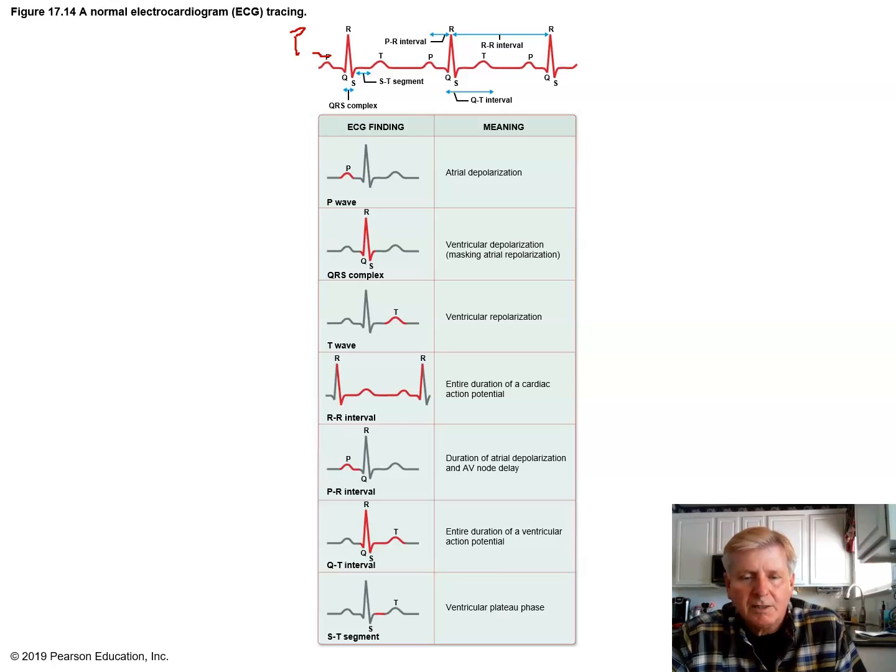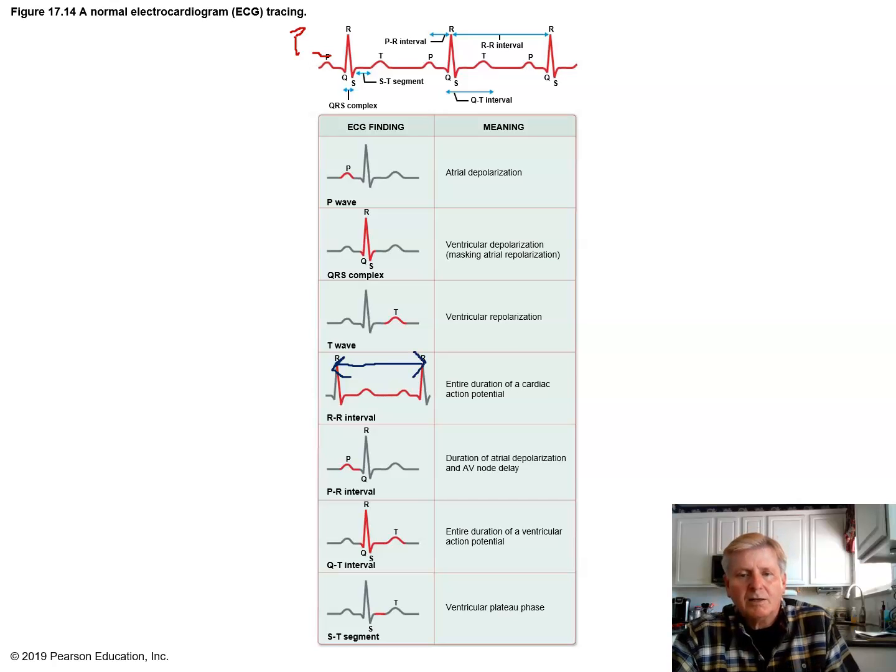Okay, so the entire duration of a cardiac action potential is between the end of one R wave and the beginning of the second R wave. Okay, so this distance between these successive R waves, from here to here, that's what we call a cardiac action potential. So that's one full depolarization and repolarization of the cardiac muscle.